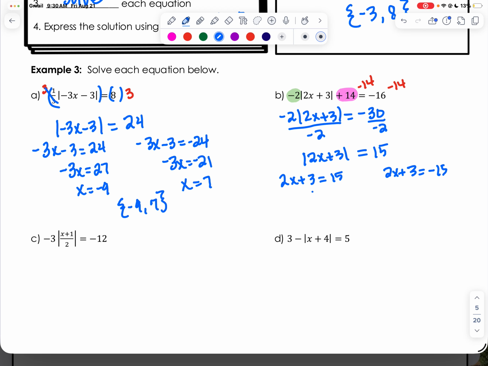All right, welcome back. So I got 2x equals 12, therefore x equals 6. Over here, 2x equals negative 18, therefore x equals negative 9. So my solutions are 6 and negative 9.